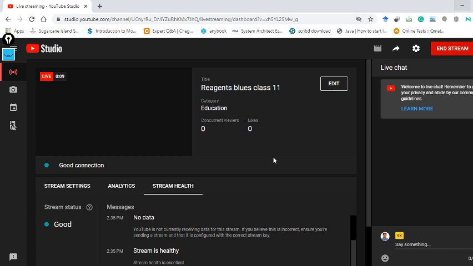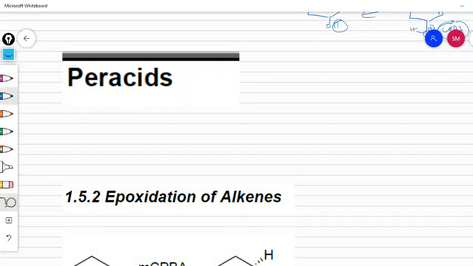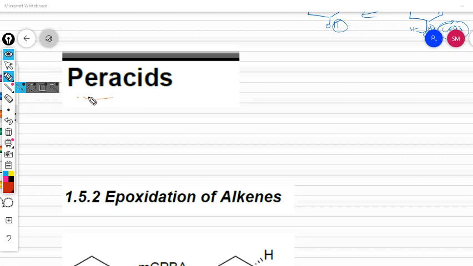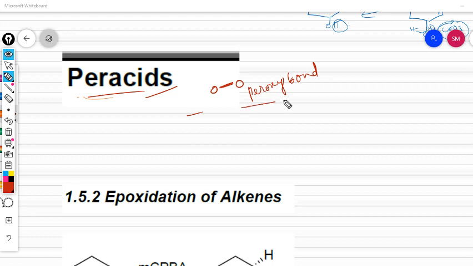Hello everyone. So today we are going to see the reagents, which is first level. In this class we are going to see the peracids, which are oxidizing reagents. Generally, peracids means acids which contain a peroxy bond. The single bond between the two oxygens is said to be a peroxy bond. So acids which contain a peroxy bond are said to be peracids.